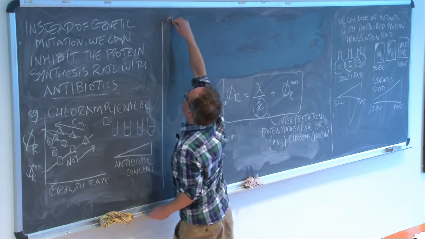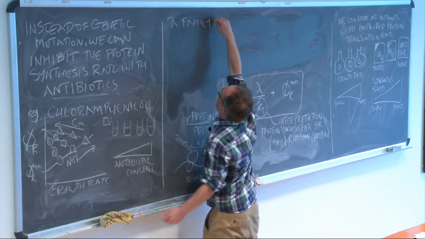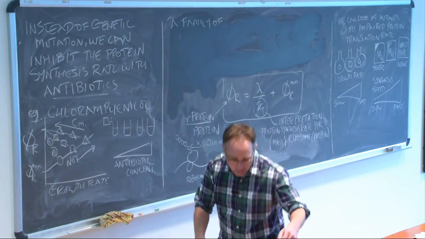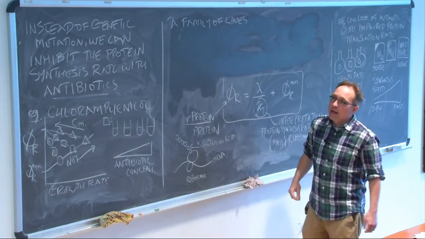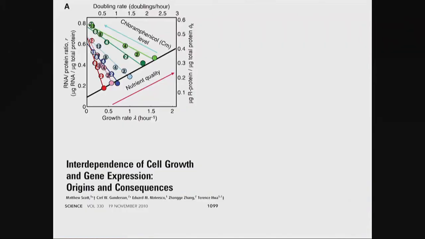We end up with a family of lines that again, so we end up with now a negative correlation between the ribosome abundance and the growth rate. But that correlation is so strong that again we can compress the data more or less into a line for each growth medium, let's say nutrient condition. So we now look at the ribosomal protein fraction. It's going to be negatively related to the growth rate.